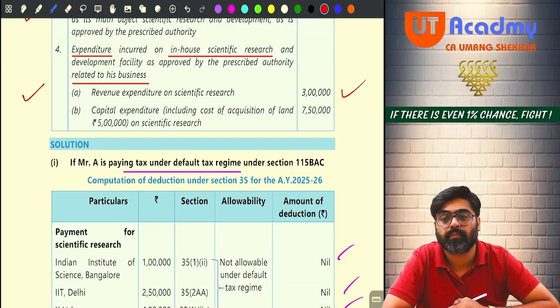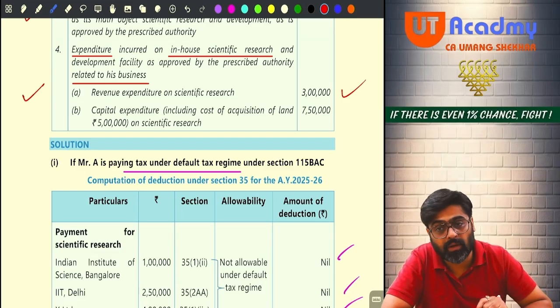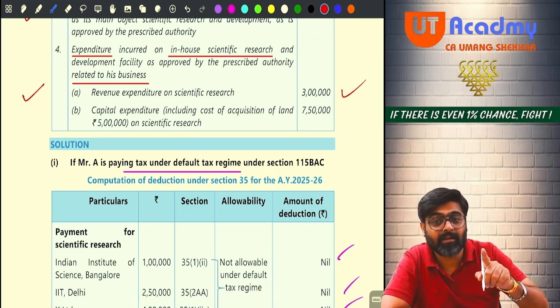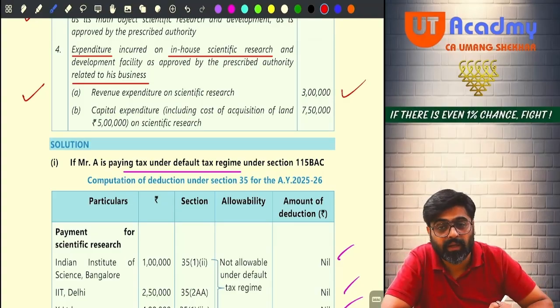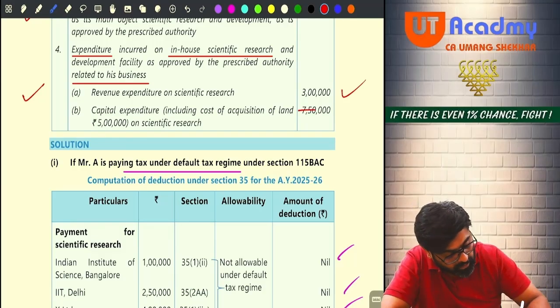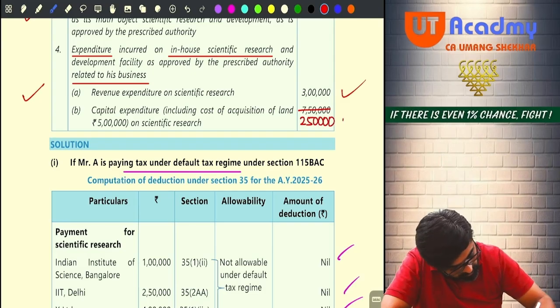Is capital expenditure allowed? Yes sir, capital expenditure will be allowed, but it will be excluding the cost of land. So land and building total is 7,50,000. How much is the value of the land? The cost of acquisition of land is 5 lakh, so that will be reduced. How much will remain? 2,50,000. That 2,50,000 will be allowed.